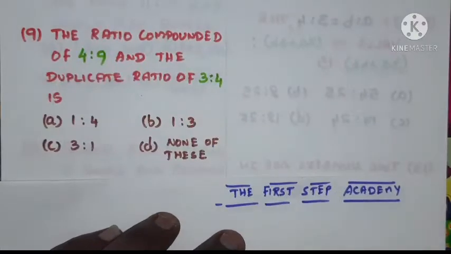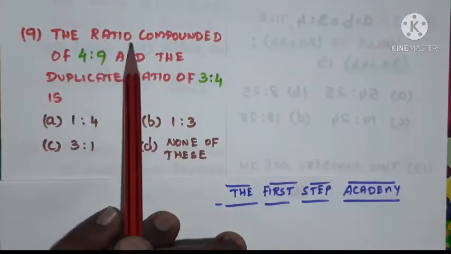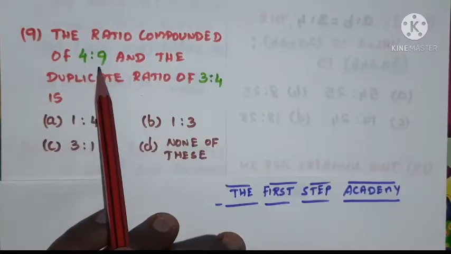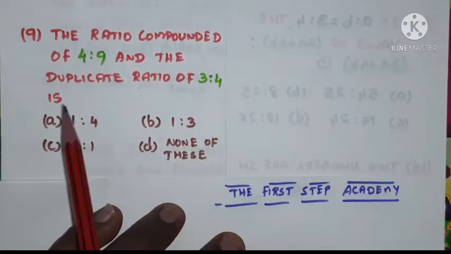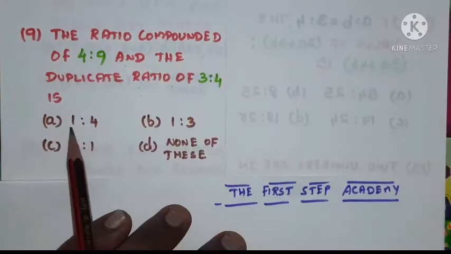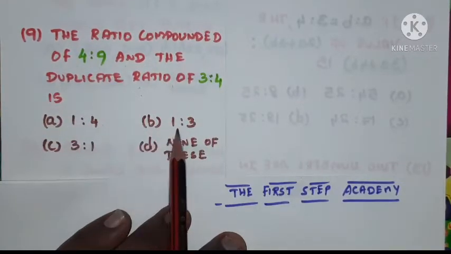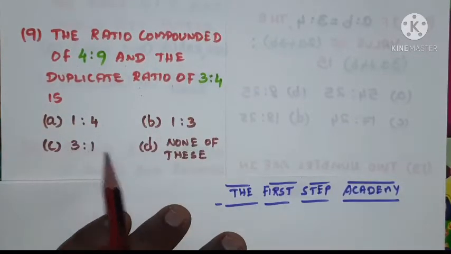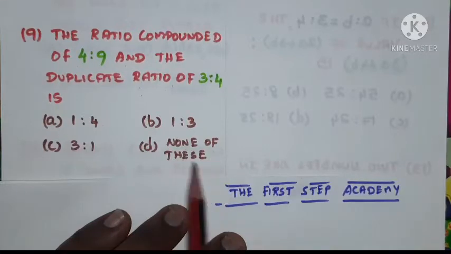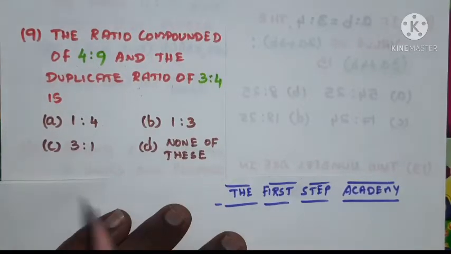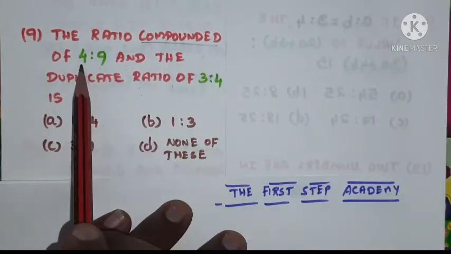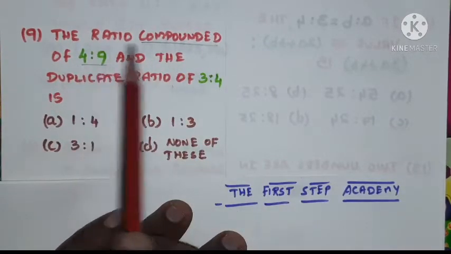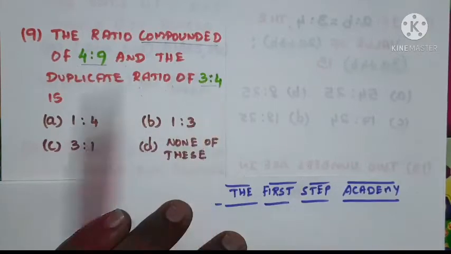The ninth problem is the ratio compounded of 4 is to 9 and the duplicate ratio of 3 is to 4. Given options are option A 1 is to 4, option B 1 is to 3, option C 3 is to 1, option D none of these. Right? So now they asked us to find out the compounded ratio of the two ratios, 4 is to 9 and the duplicate ratio of 3 is to 4.